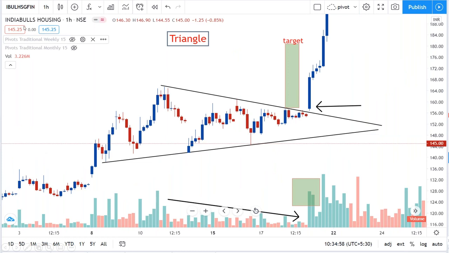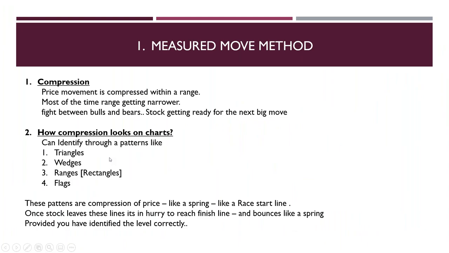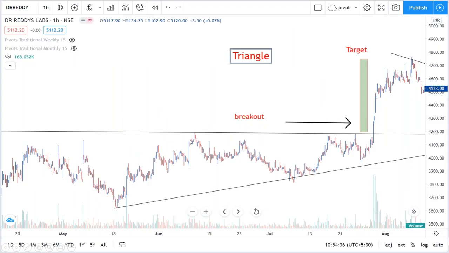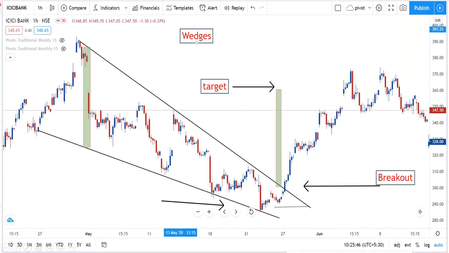Here's another example. This is Indiabulls Housing Finance, on the 1 hour chart. You can see the stock is forming a triangle pattern. The range is from 136 to 156, then it made a low again, but this low is higher than the previous one. This high is again lower than the previous high. This low is again higher than the previous low. So its price is compressing within a triangle. After the breakout, you can see a breakout with a gap out of this range, and the target was achieved in just two to three days, and see the volumes. So this is the first part, the triangle part. We'll see real charts also. I'm just explaining the basics first.